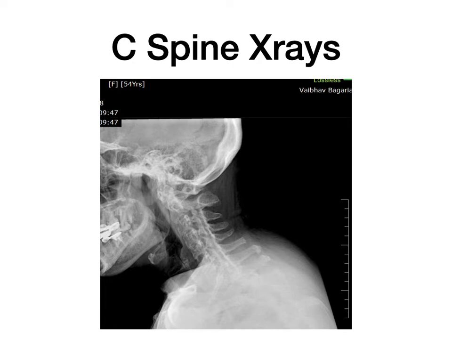It is important also to do a cervical spine x-rays, because in case you require endotracheal tube placement, the anesthetist should know what is the status of the cervical spine and most of the cases will be done with a fiber optic tube.